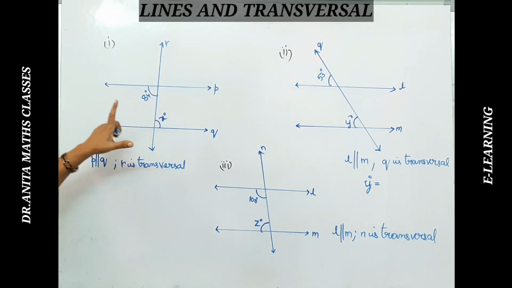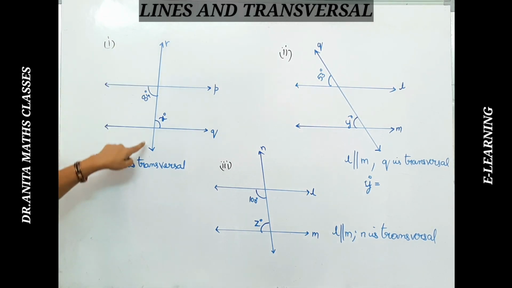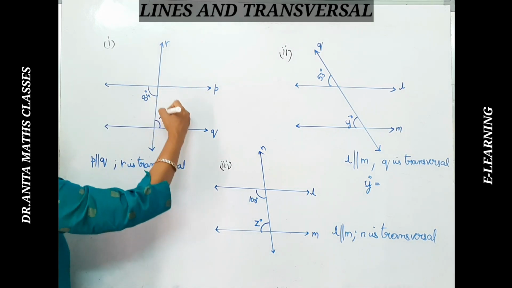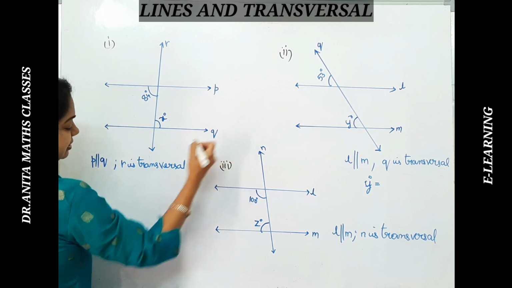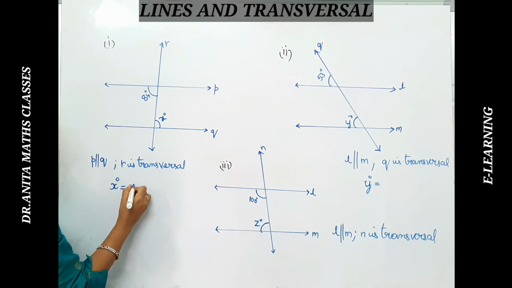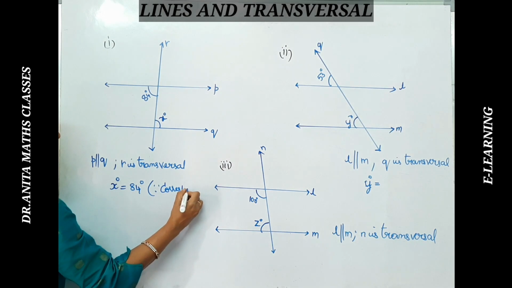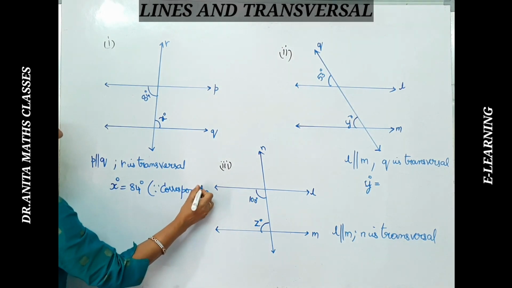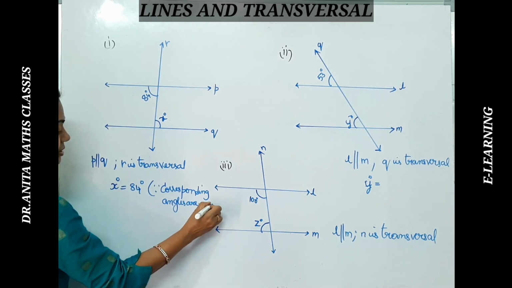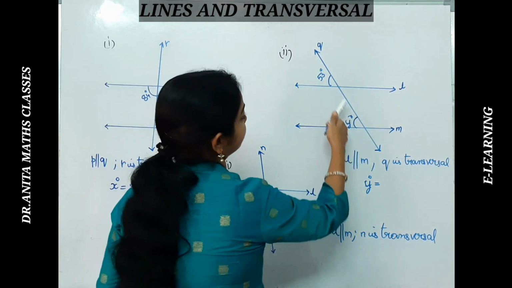Here we have to find the measure. We know that when a pair of parallel lines is cut with a transversal, we get corresponding angles, isn't it? The corresponding angles are always equal when the lines are parallel to each other. So here we can clearly say x degrees is equal to 84 degrees, since corresponding angles are equal. From this axiom we can say that x degrees is 84 degrees.